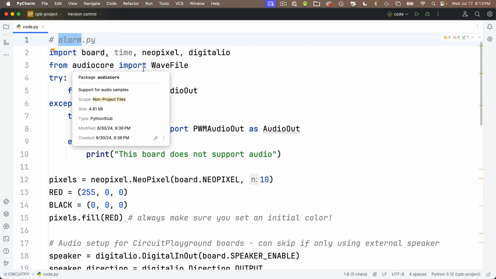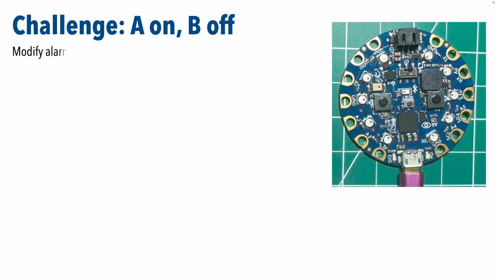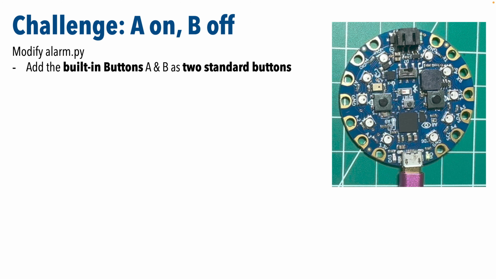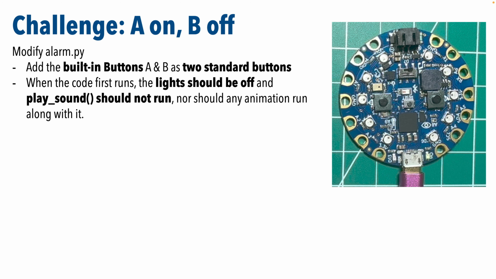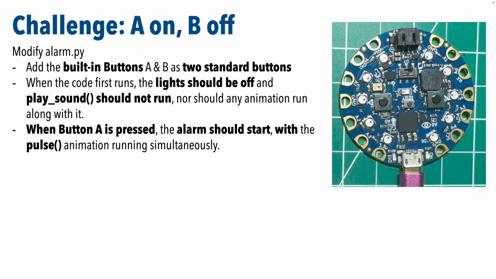And now it's time for a challenge. So modify the alarm.py code that you just wrote. Add built-in buttons A and B as two standard buttons so they don't have to be debounced. And when the code first runs, the light should be off and play sound should not run, nor should any animations run along with it. But when button A is pressed, the alarm should start with the pulse animation running along with the sound play.